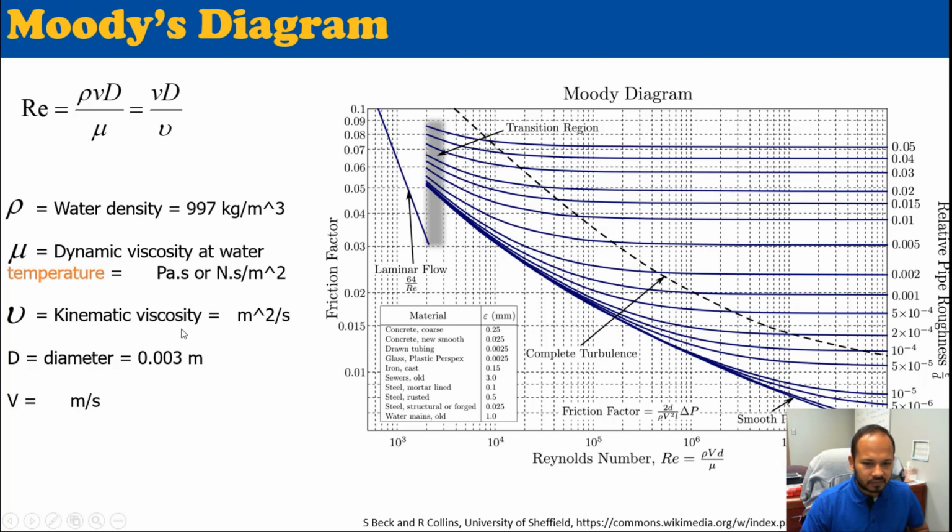Kinematic viscosity is in meter squared over second, and d is the diameter, 0.003 meter, and v would be again meter per second.